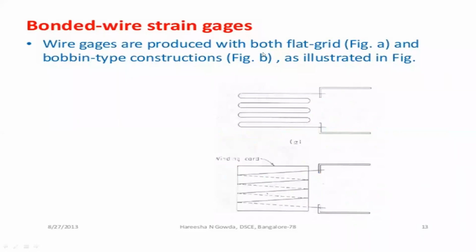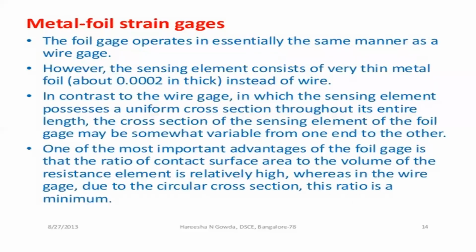You can see the bonded wire strain gauges. The lead wires of the bonded wire strain gauges have very small diameters. That's why we can measure the resistance, and we can measure high strains also. Okay, and next one, metal foil strain gauges.